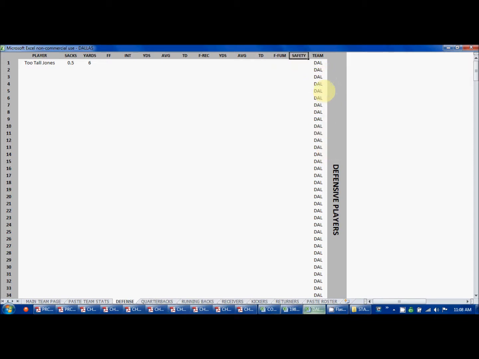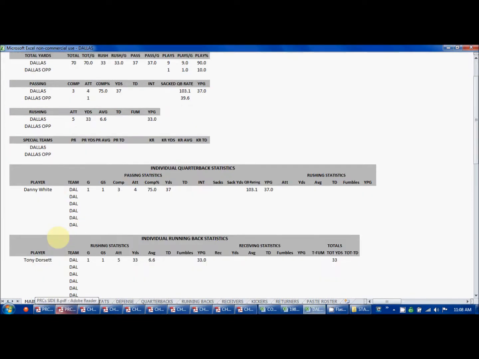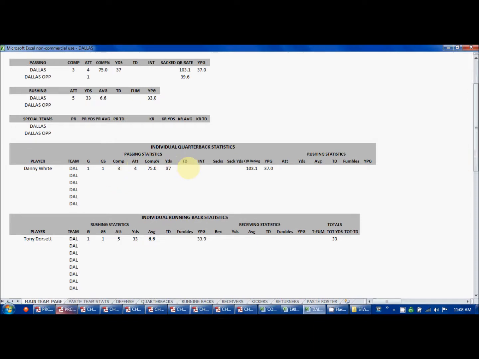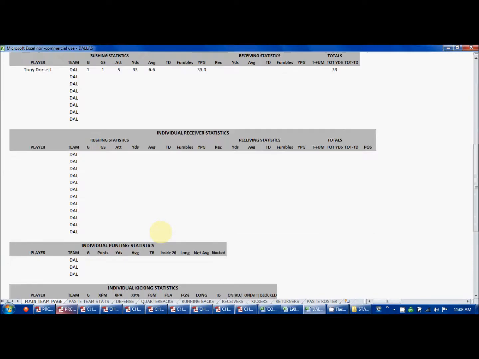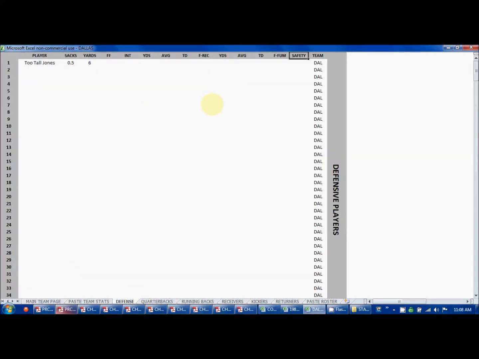And this team code, again, when it's open simultaneously with the individual and team league registers, that'll update automatically. And then this starts to fill out the actual team page so that you can have a quick reference look. You can just look through here quickly and see what Danny White's stats are for the year, his QB rating, Tony Dorsett, yards per game, etc., etc. And then defensive stats stay here.